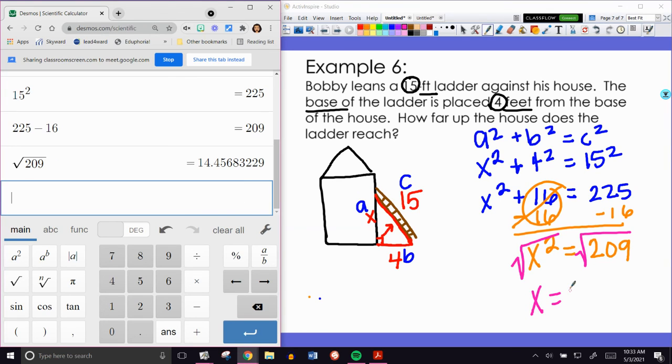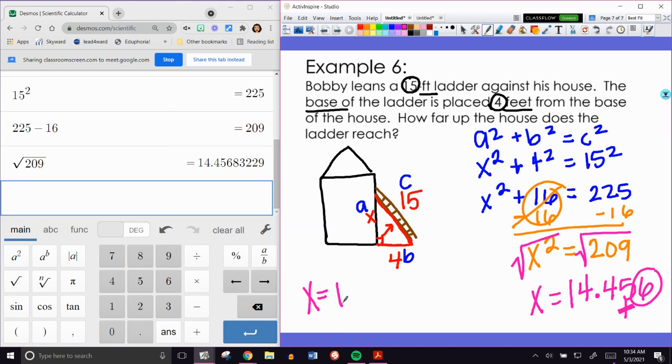All right, that will give me 14. Let me fix that, sorry. That'll give me 14.456. In 8th grade math, we round to the hundredths place. So that 6 tells me to round up. So the ladder reaches 14.46 feet up the house.